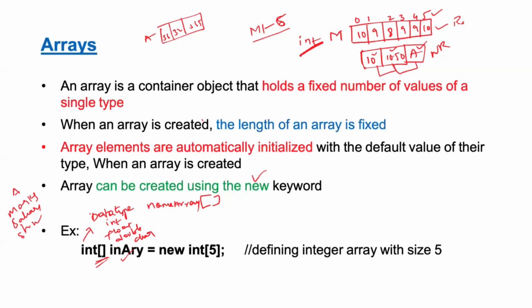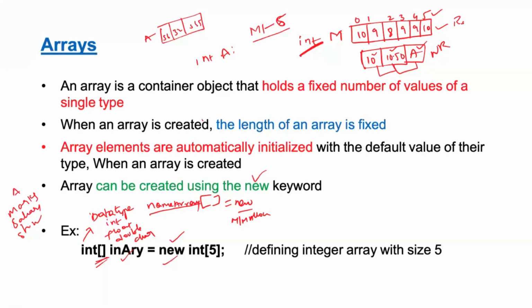This will tell the compiler that this is an array element, not a normal element like int a. This is a special element, an array, right? Then equal to new. New is a keyword that is used for memory allocation. How much memory is required for this array will be allocated with the help of the new keyword.